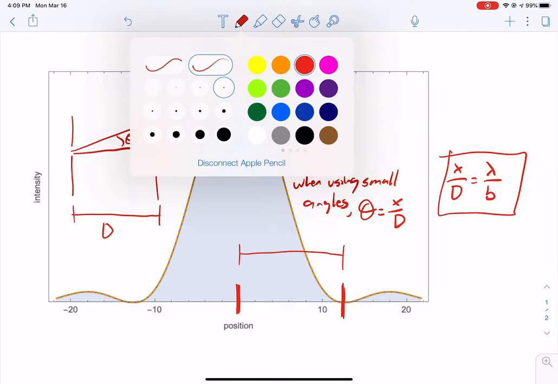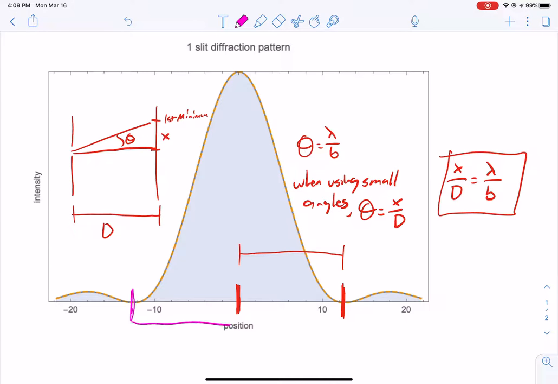Remember, the central maximum is this width right here, from one minimum to the other, and so that would be 2x. All I need to do is take my wavelength, multiply by the distance to the screen, divide by the slit width, and find the central maximum. So this one slit diffraction pattern is for one slit, with a laser going through it.